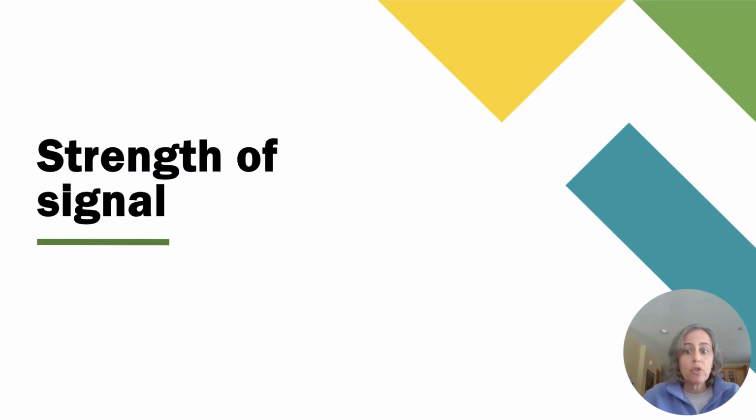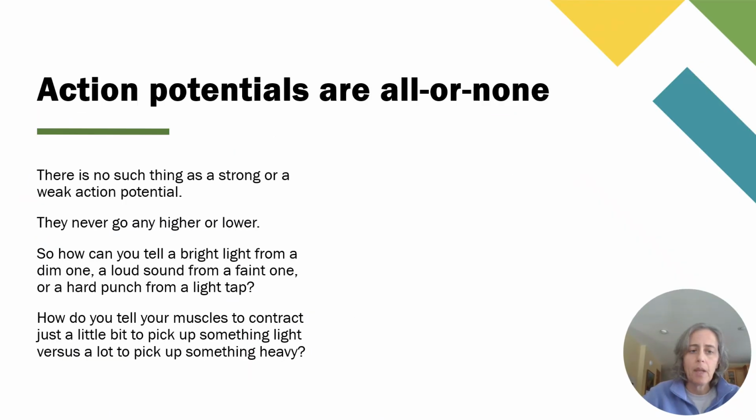All right, let's talk about strength of the signal. Action potentials, remember, are all or nothing. There's no such thing as a stronger one or a weaker one. The voltage changes are always going to be exactly the same in terms of their maximum depolarization and then that repolarization and undershoot. So when it's sensory information coming in through your neurons, how do you tell your brain whether it's a bright light or a dim light, a loud sound or a faint one, a hard punch or just a light tap, a little boop on the nose, right?